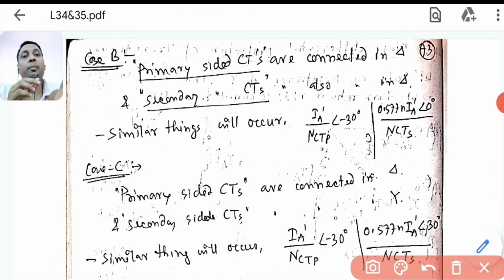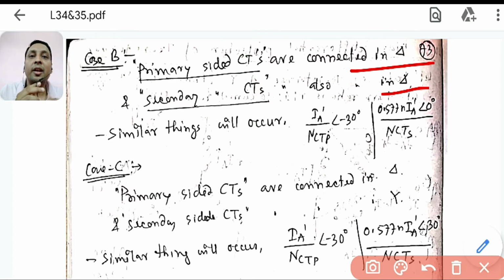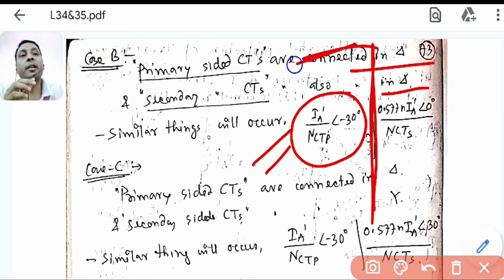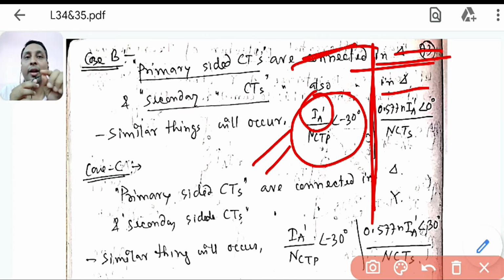Now you can think that if it is delta-delta, then also it will be the same, because I have not done the full calculation. I have just written the last line. What will be the secondary current of this side CT? I am segregating again: this side is the primary side, this side is the secondary side. So it was sensing IA dash.